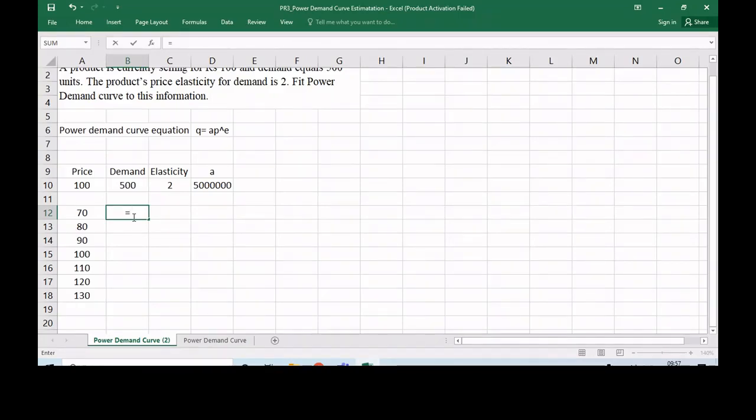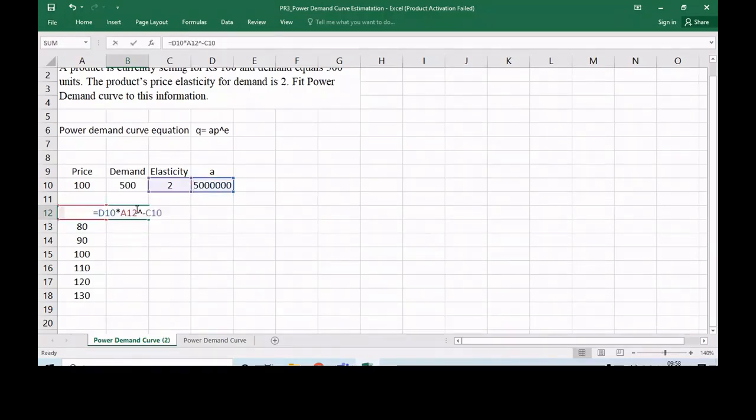So what is our formula? Demand is equal to A P raised to E. The A value we already have, so select that cell, A multiplied by P. Now this demand is for the price 70, so I'll be selecting A12. Then raise to, and this value, so minus 2. So I have entered this formula.